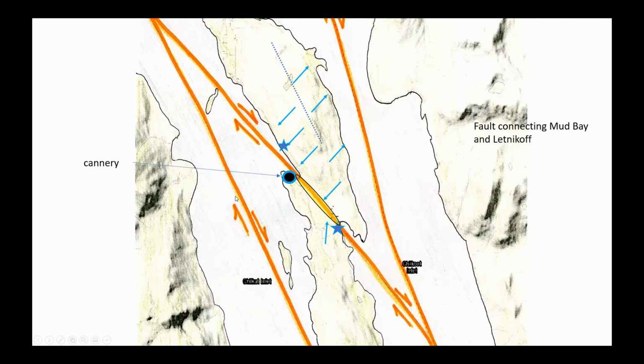They're basically like the San Andreas and had huge amounts of movement on them long ago. Not very much movement on them anymore. However, they are still faults and they can still move and there can still be earthquakes on them. We had an earthquake a few weeks ago on this one over here down near Glacier Point. So there's also a fault that connects between those two faults right here where my cursor is going, and it goes through Mud Bay and through Letnikoff.